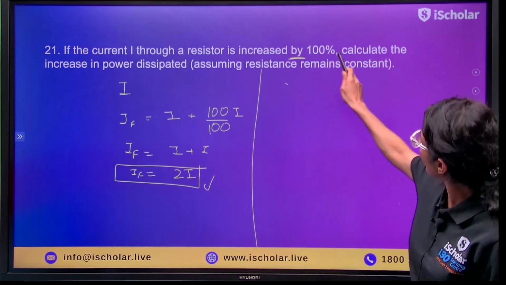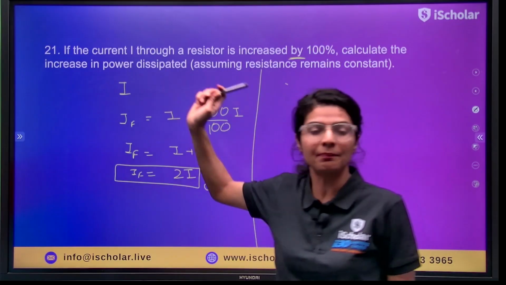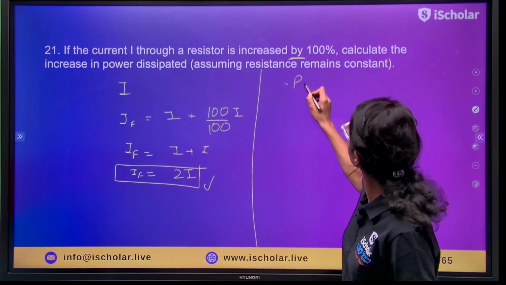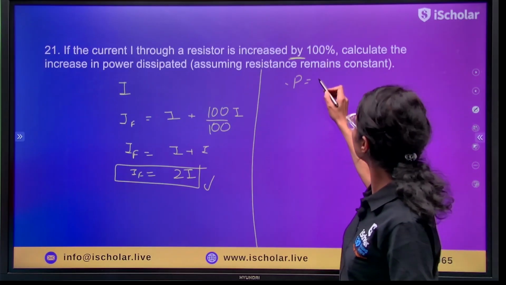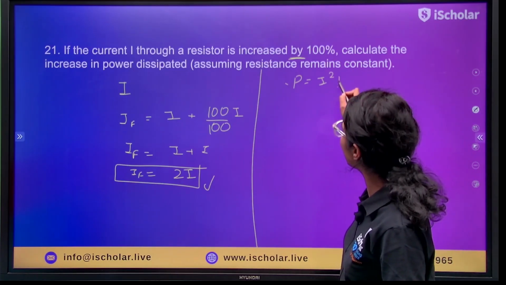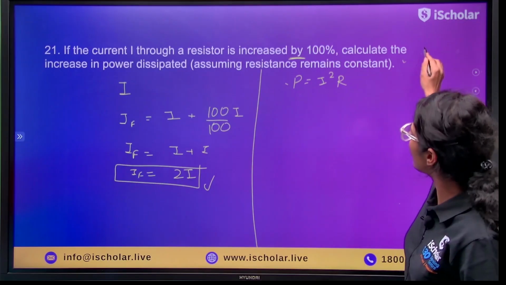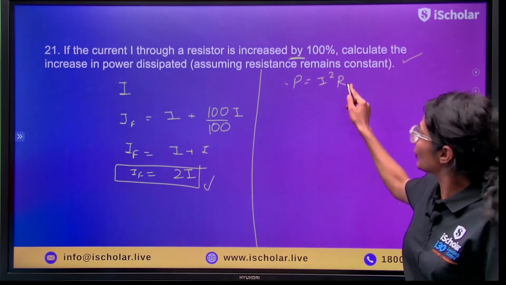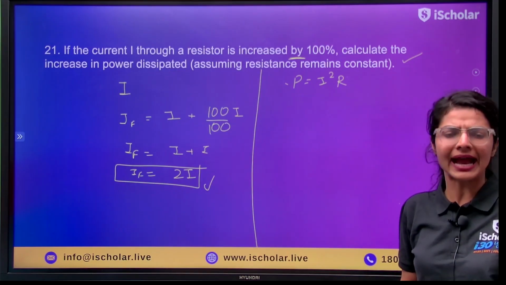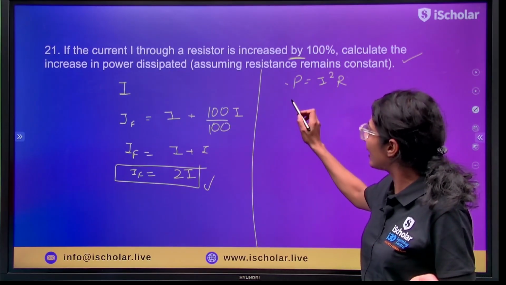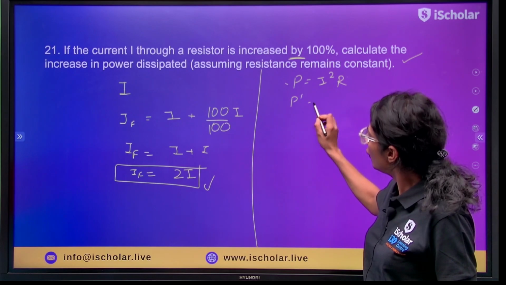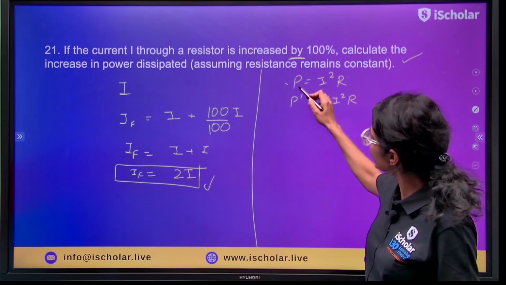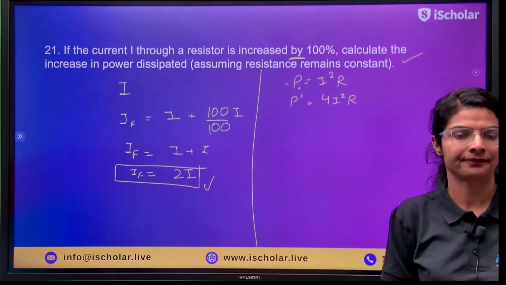Okay. What is asked? Calculate the increase in power dissipated. So we know that the power dissipated is simply I square R, because the resistance is kept constant. I'm using the value for power as this, because R is constant in this, only I is changing. So can I say that the final power would be just 4I square into R. This is the initial power and this is the final power.